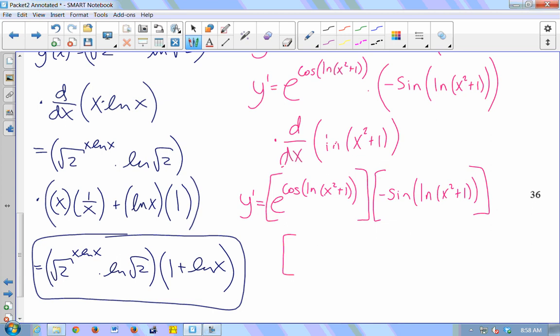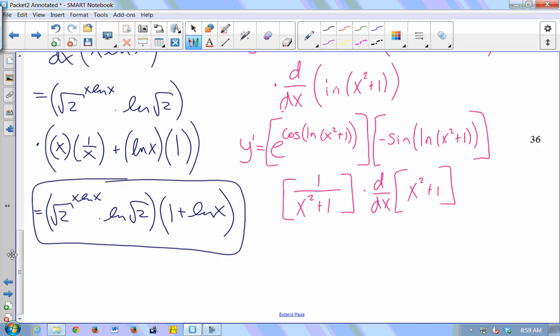What is the outermost function there? Ln. That's the ln of some stuff. Okay, so what is the derivative of the ln of some stuff? 1 over that stuff times the derivative of the stuff. So it's going to be 1 over the stuff, which is x squared plus 1, times the derivative of the stuff, which is x squared plus 1. And what's the derivative of x squared plus 1? 2x.